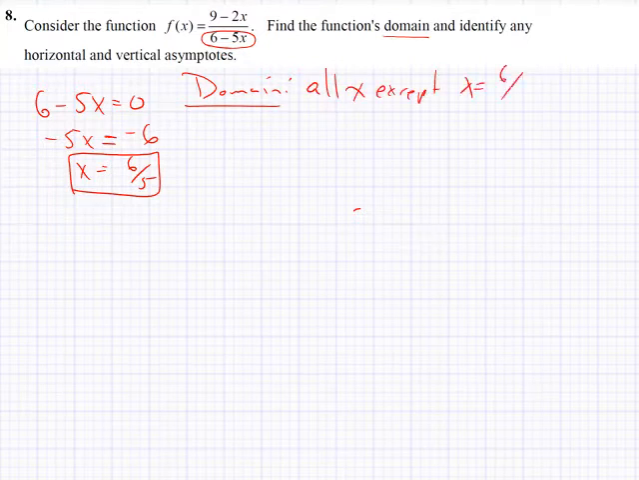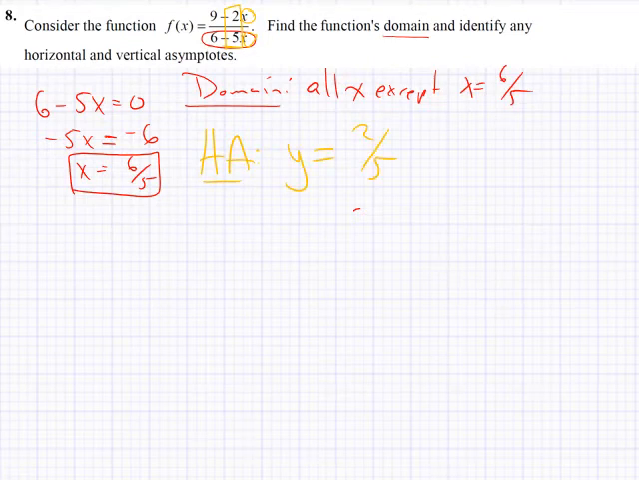Okay. Then we want to talk about horizontal and vertical asymptotes. Let's do horizontal first. Horizontal asymptotes are all about the degree. The degree of the numerator is 1, the degree of the denominator is 1. So since the degrees are the same, we take the leading coefficients and divide them. So our horizontal asymptote will simply be y equals 2/5. It's negative 2 over negative 5, but the negatives would cancel. So y equals 2/5 is the horizontal asymptote.